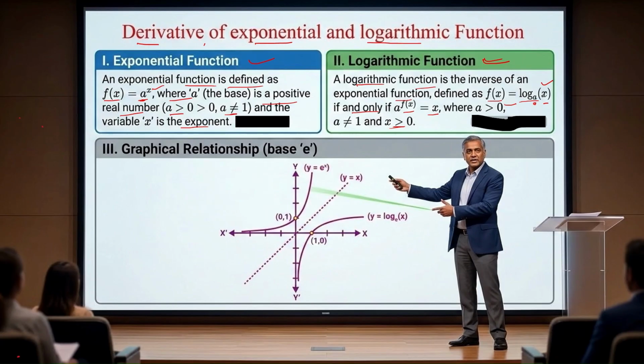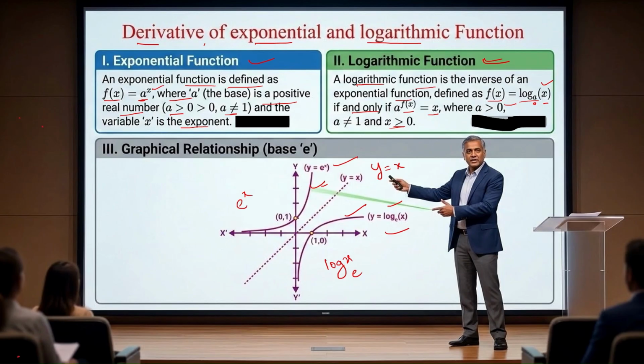We know that exponential and logarithmic functions are inverse processes. The graph of e power x and log x base e is this one. They are the inverse of each other. The line y is equal to x acts as a mirror for these two functions, log x and e power x. This is the graphical representation of log x and e power x.